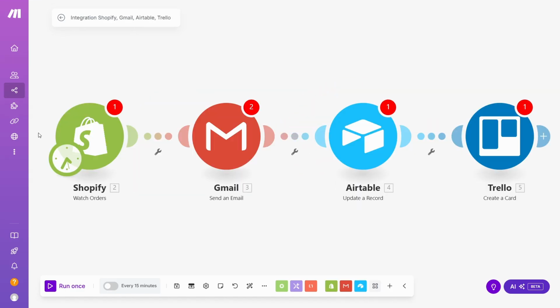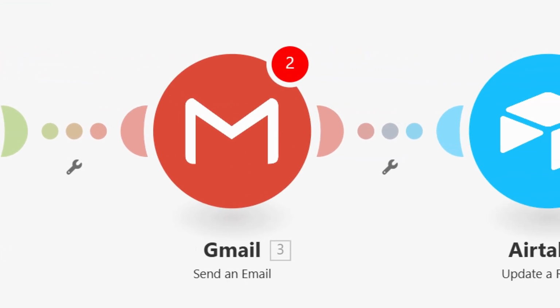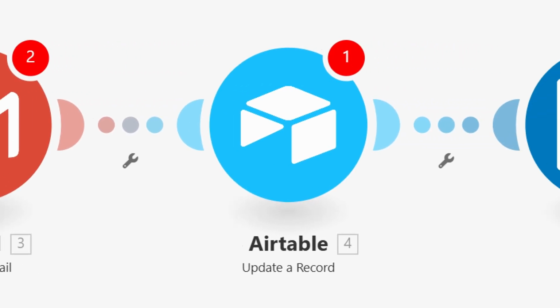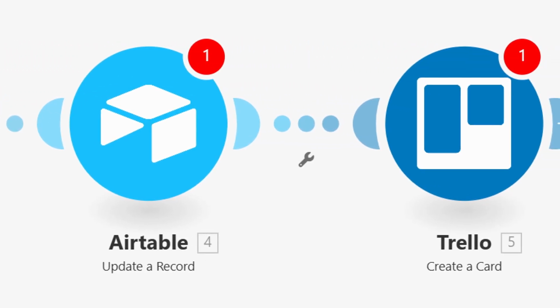Another cool thing about Make is its flexibility. You're not limited to just one app at a time. For instance, you can create multi-step workflows that involve several apps. Imagine setting up a workflow where a new customer order in Shopify triggers an email confirmation via Gmail, updates inventory in Airtable, and creates a task in Trello for fulfillment. That's the power of automation.